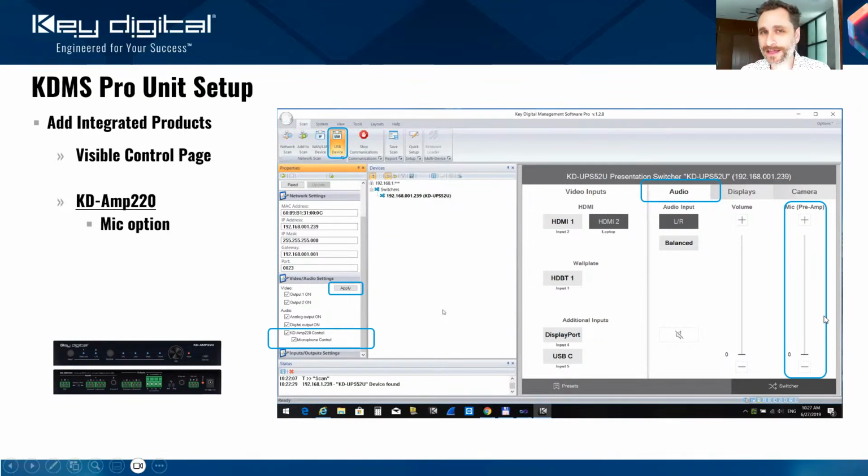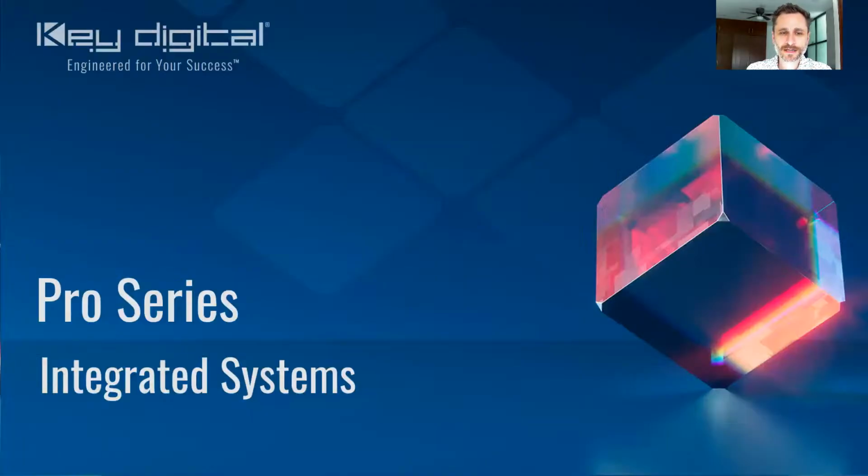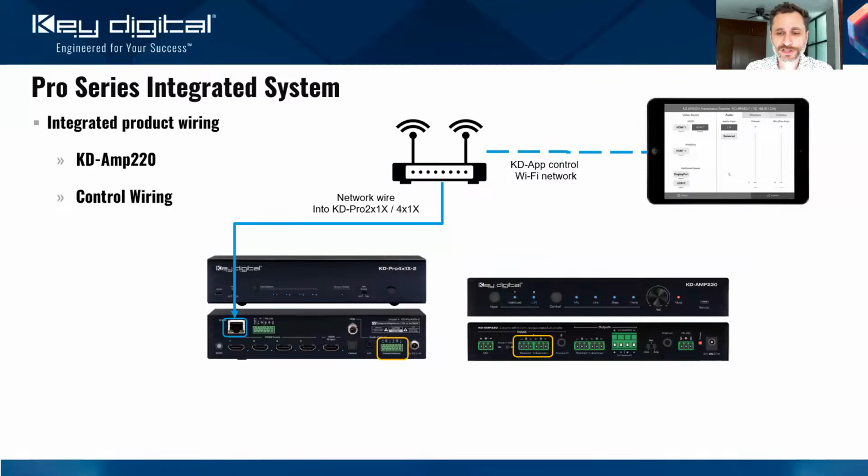We don't want to put that there if there's not a microphone connected to the amplifier, just like we don't want to put the audio tab there if there's no amplifier connected. So it's just a series of checkbox and drop-down menus that builds this user interface, never showing anything that should be confusing for the end user, only showing things that are practical and usable. So that creates this completely integrated system with the Pro Series switcher.